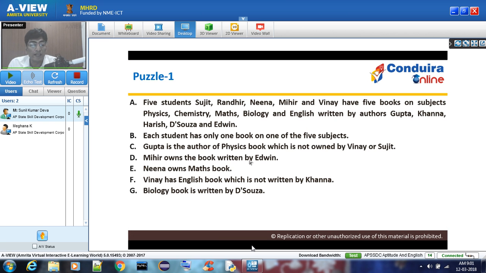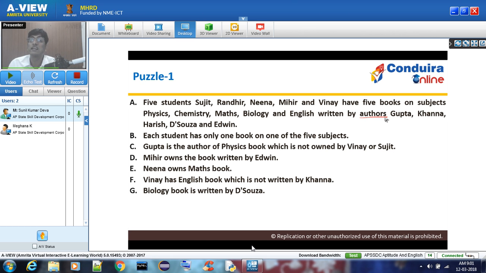Okay, in this puzzle there are 5 students. There are names given, but do not ever waste your time trying to read the names. I'll call them S, R, N, M, and V. They have 5 books on subjects physics, chemistry, mathematics, biology, and English. So we have 5 books written by 5 different authors. So if I look at it, there is a book. One person wrote the book, one more person purchased and owns the book. So on the one hand we have students, then we have books, and then we have authors. What we are trying to do is to do a matching.